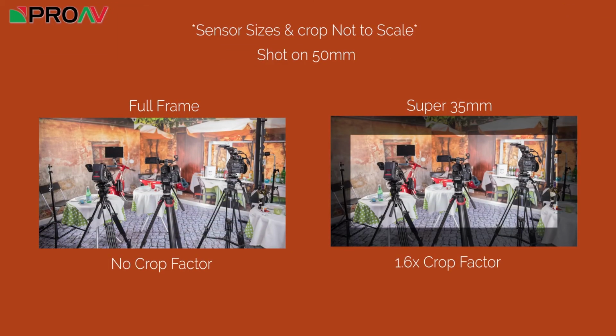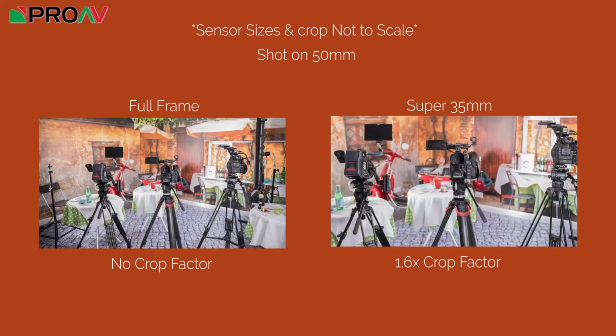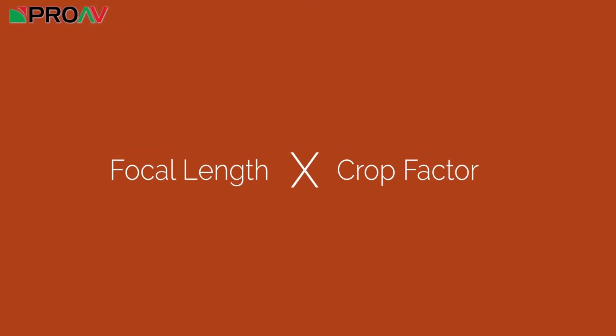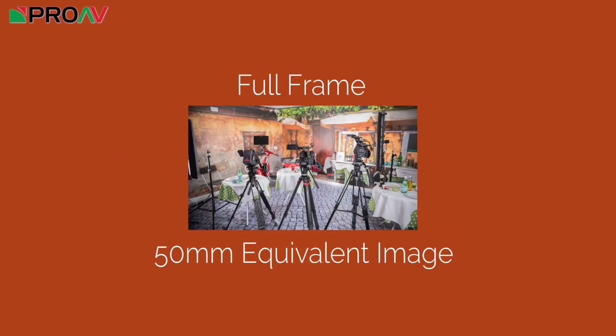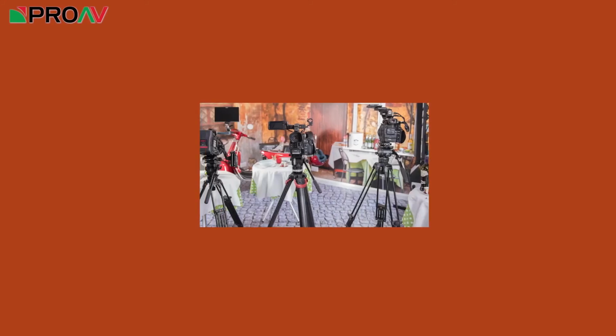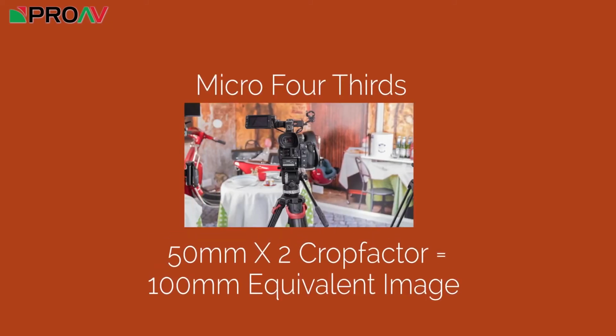When you put two shots from different sized sensors, but with the same lens next to one another, it will be as if the smaller sensor was using a longer focal length. We call this the equivalent focal length. To find out what they will look like, you times the focal length of the lens by the crop factor. So a 50mm on a full frame shows a 50mm image. On a Super 35mm, it's around 80mm. And on Micro Four Thirds, it's around 100mm.